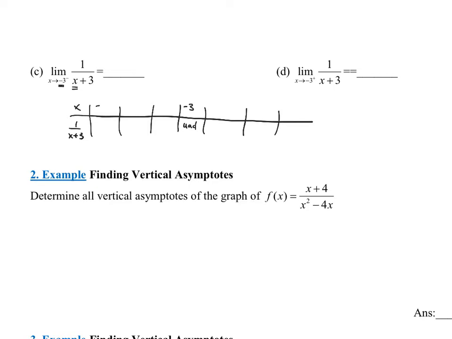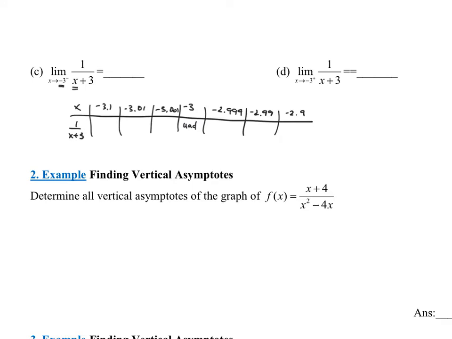Well, that would be -3.1, -3.01, -3.001 would be approaching it from the left. -2.9, -2.99, and -2.999 would be values that I could approach it from the right.